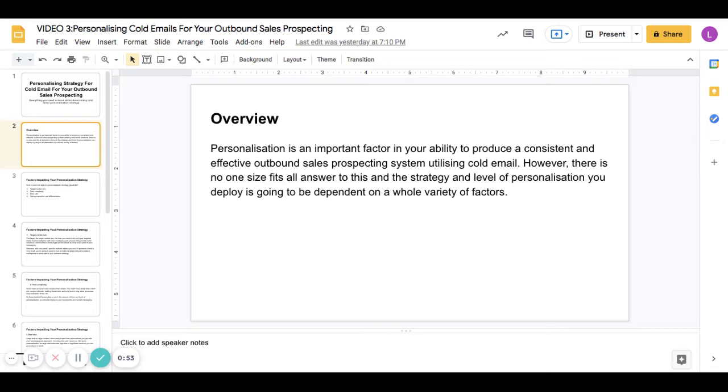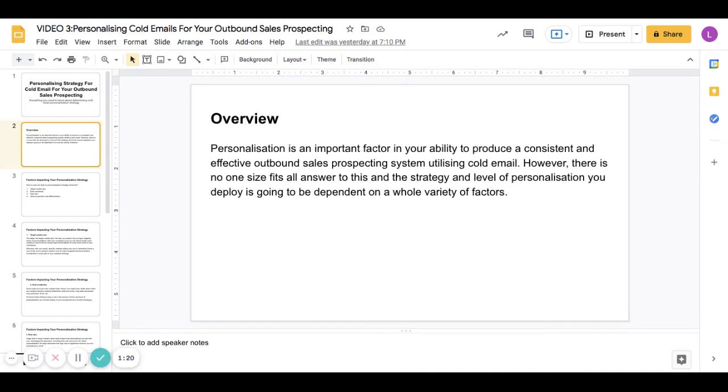Now, there's a lot of different layers and elements and tactics when it comes to personalization. I'm not going to cover that specifically in this video. I'll do that in a different video. What I want to do in this video is cover the principles and the high-level overview for cold email personalization strategies, okay?